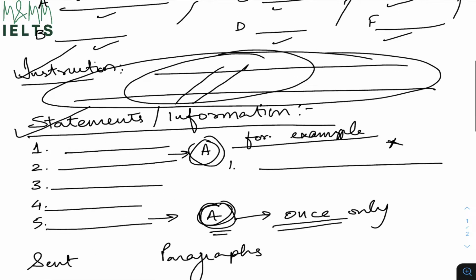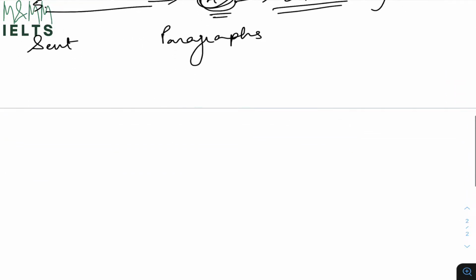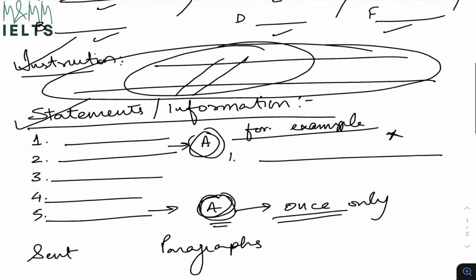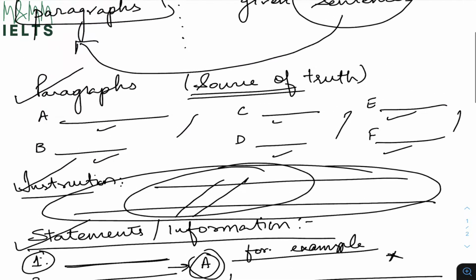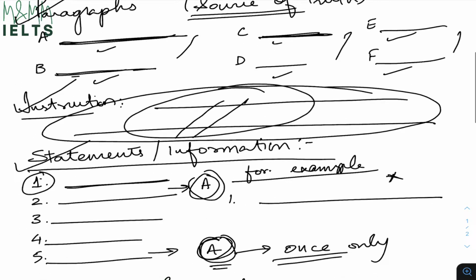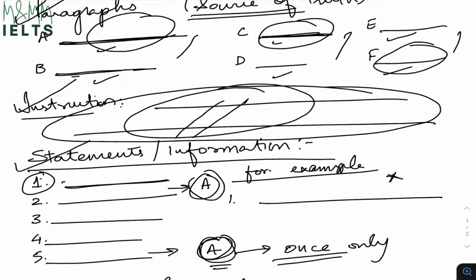Now, the answers will never be in order. Don't think that you will first read the first sentence and find it somewhere in A, and if you did not find it in A, it is somewhere in B, and if not in B, it has to be in C. No, it is never like that. 1 can be in F, 2 can be in A, 3 can be in C. So you can have any statement in any paragraph.